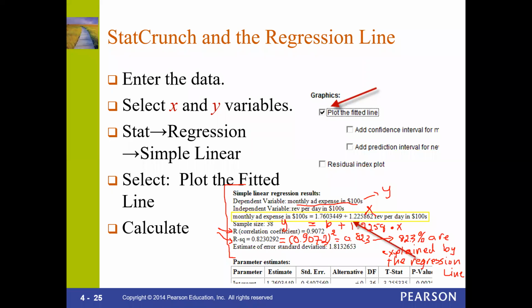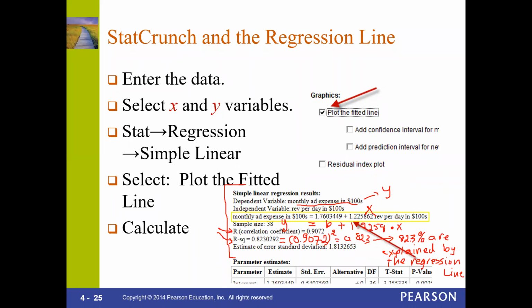Does anybody have any questions so far? Okay. So you're going to have things like that. You just have to find the expression. When they ask what the y-intercept is, that means when x is equal to 0, when there is no revenue, what will the monthly ad expense be? If there's no revenue, then the number will be 0.